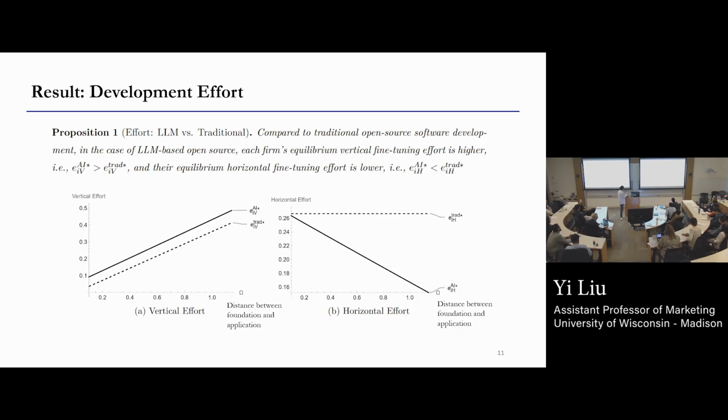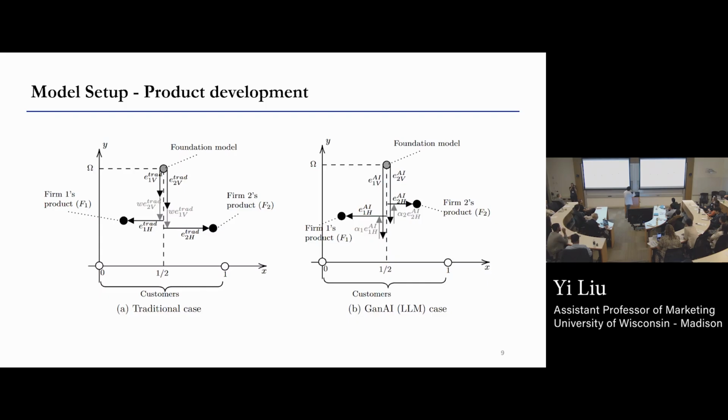And also you have to spend more on the vertical axis to try to compensate for this kind of decrease in quality due to the horizontal effort, due to this kind of fine-tuning uncertainty, okay? And by the way, this is a very important parameter, omega, that captures the distance between the foundation model and your application layer. That is how much, in terms of absolute cost, you still have to increase to bring the foundation model to your application, okay?